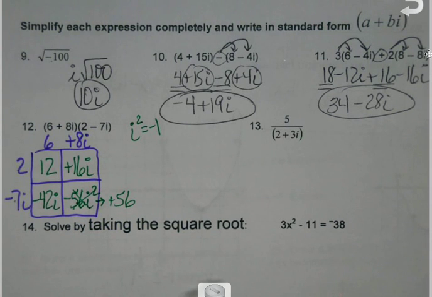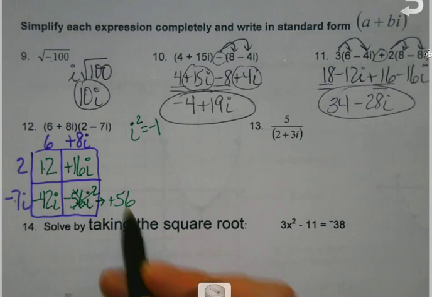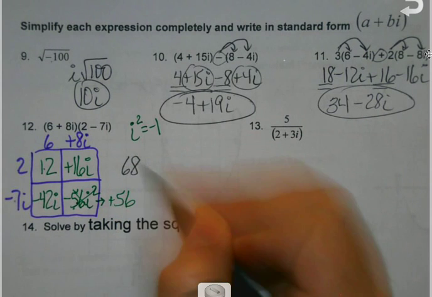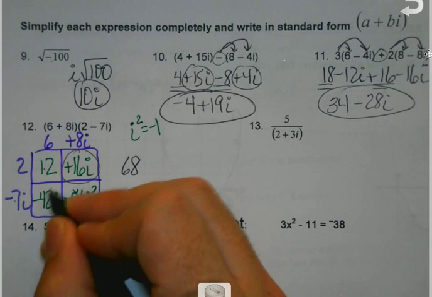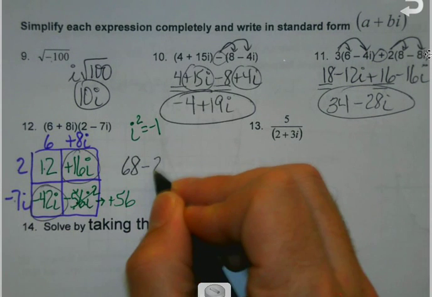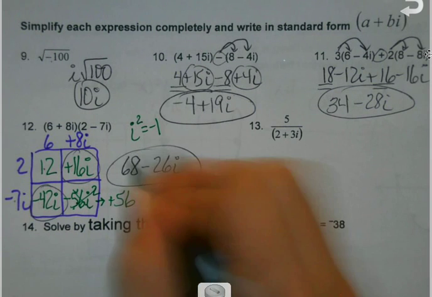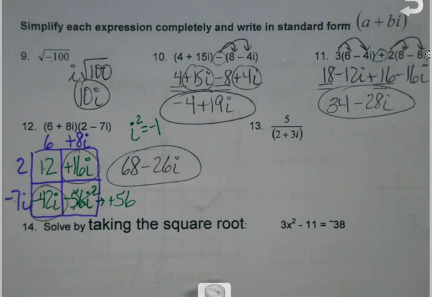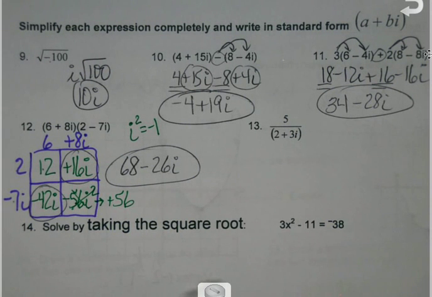So now that I've got that all simplified in there, I'm just going to combine my like terms. 12 and 56 is 68. 16i minus 42i is minus 26i, and we're done. But again, that's the only time I'm multiplying or foiling out, is when there's no symbol in the middle. Otherwise, don't do that or it won't be right.